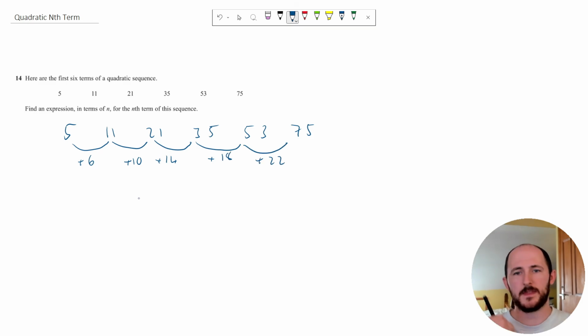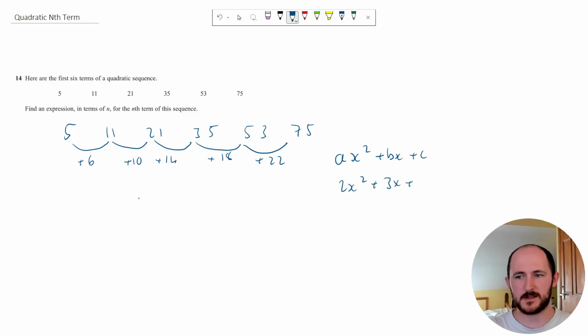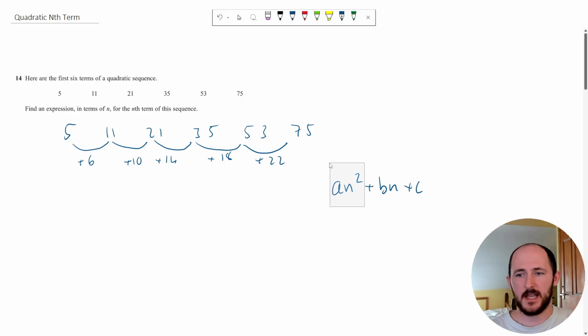Now when we think of the term quadratic, I'm hoping that you're thinking of an equation that looks like this. As an example, you might have 2x squared plus 3x plus 4 or something like that. That's what a quadratic equation looks like. That means we expect the quadratic sequence to have an equation like this. It should have an x squared, but it doesn't have to have the x or the c. So we're going to write out that our equation looks something like an^2 + bn + c. The only thing it has to have is n squared. It might have a bn, it might have a c as well.